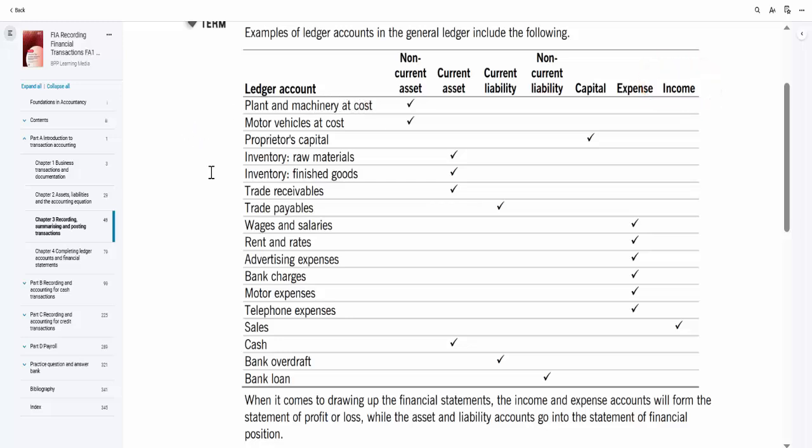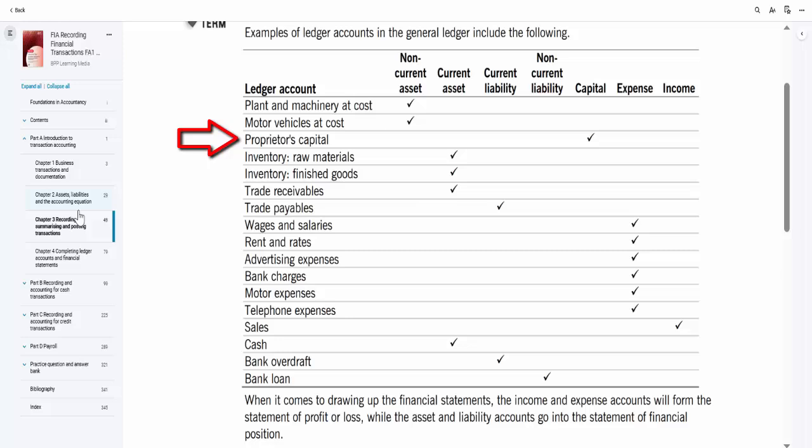Let's go through each account listed in the chart and explain which category it belongs to. Non-current assets, long-term assets. 1. Plant and machinery at cost. Refers to equipment or machinery the business owns and uses for a long time. Recorded as a non-current asset because it provides value over several years. 2. Motor vehicles at cost. Refers to cars, vans, or trucks purchased by the business. Also a non-current asset for the same reason as machinery.